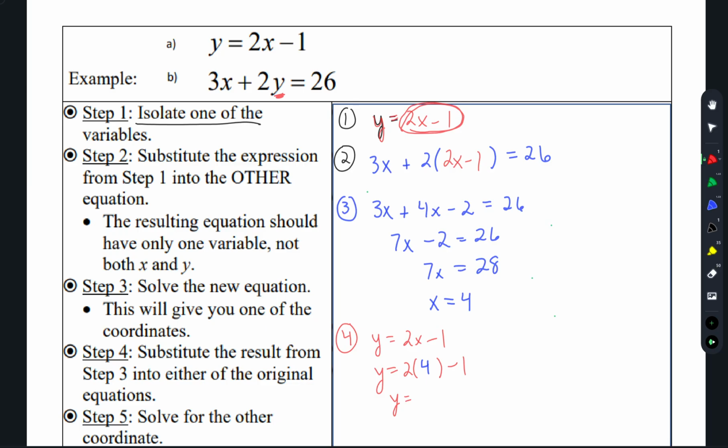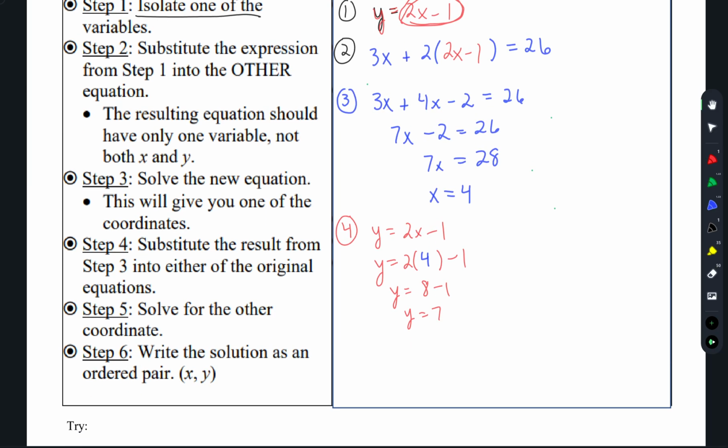So you get, what is that? 8 minus 1, so 7. So you get 7. Oh, that's solved for the other coordinate. I guess I missed a step. This is 5 is solving it.